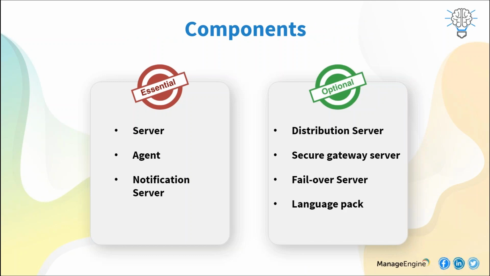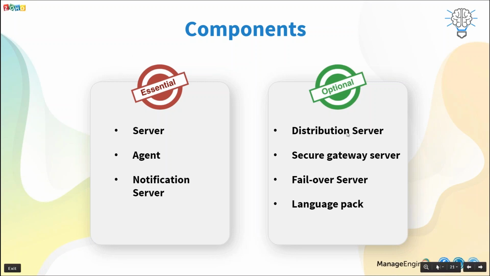Now, what are the components required for the functioning of the server? These are the essential as well as optional components. The Desktop Central server is the central component that you will install, and it will provide the interface to the management console. The agent is also an essential component. You need this to be installed on the machines that you want to manage. There is another component called the notification server. It's an interesting one. We'll talk about this in our upcoming slides.